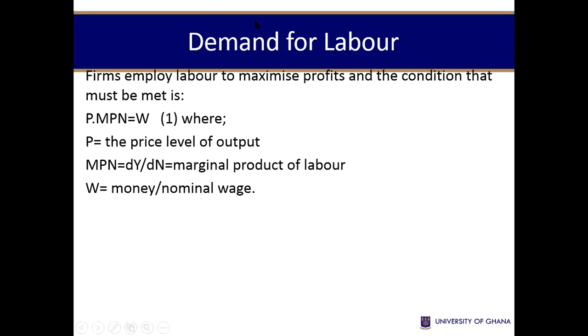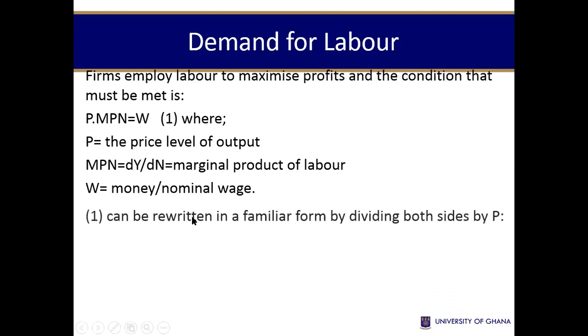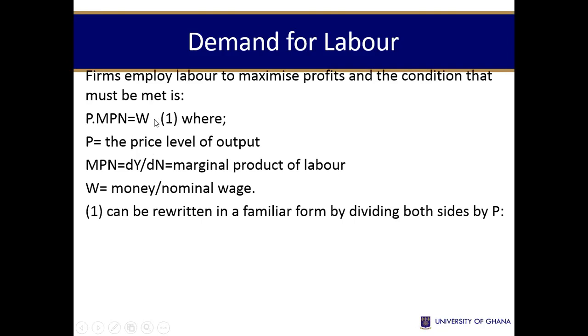When we look at equation one, we can get another equation from it by dividing through by P. When you divide equation one through by P, we get MPN equal to W over P. So in essence, these two equations are basically the same, but it depends on how you want to give the explanation. We call W over P the real wage, which means that the firm can maximize profit when the marginal product of labor is equal to the real wage.